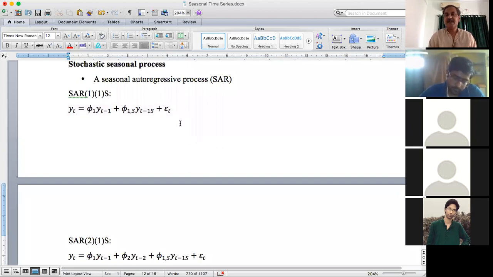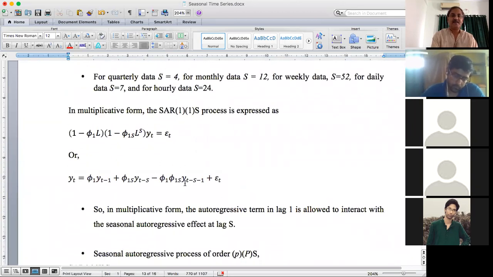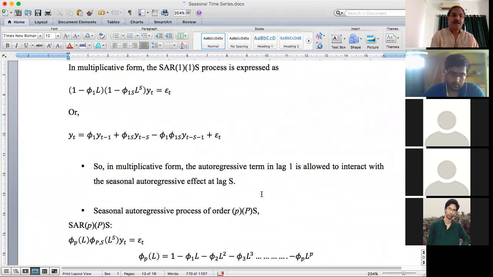Stochastic behavior in a seasonal time series means stochastic behavior in the non-seasonal part as well as stochastic behavior in the seasonal part. So we have to look at the stochastic behavior simultaneously by considering the seasonal and non-seasonal parts. There are two ways. One is to look at the behavior in additive form. Another is to look at the behavior in multiplicative form. Clear? So now we can stop for today.